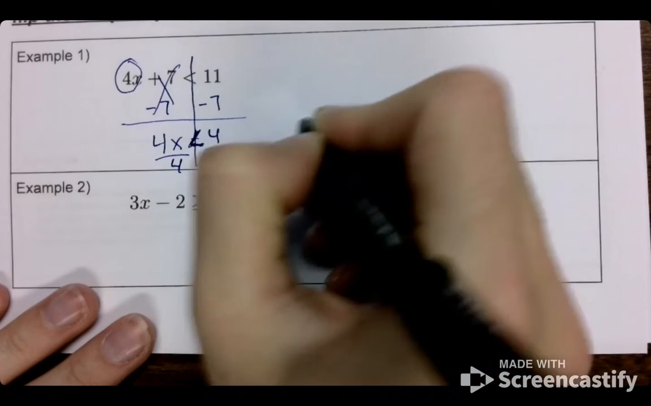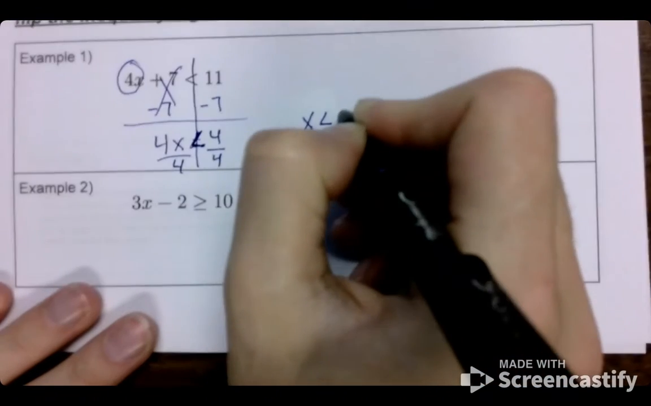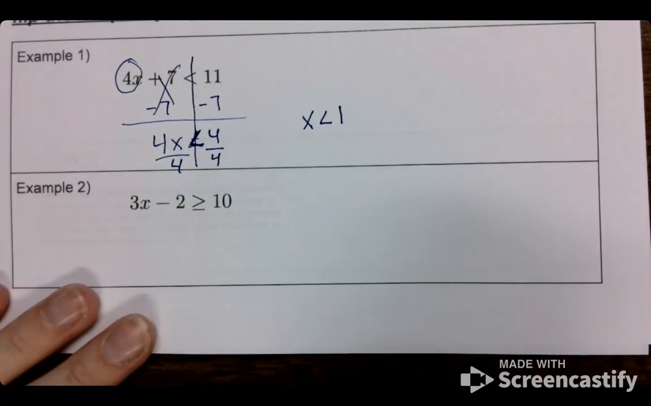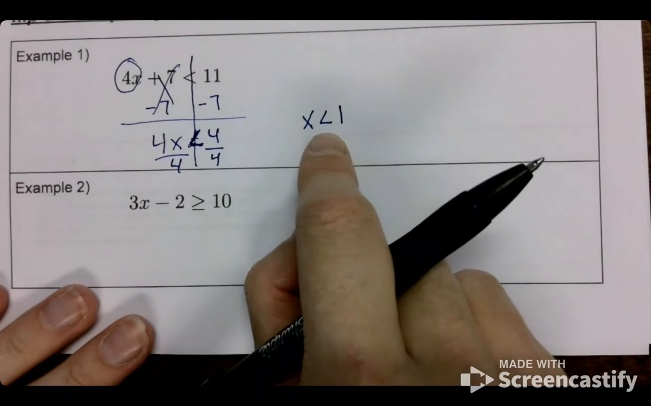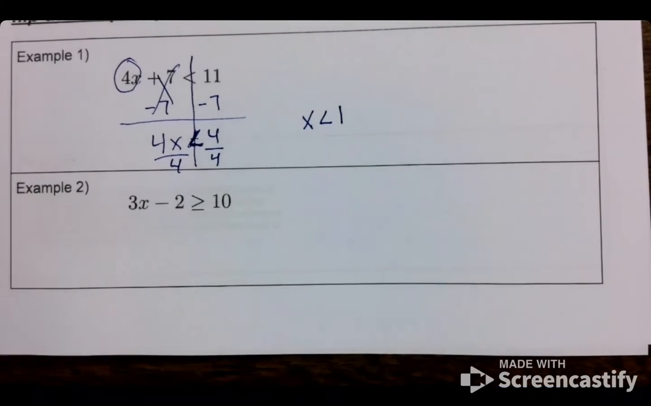Divide by 4 on both sides. So x less than 1. Again, the only difference is this weird sign in the middle instead of an equal sign. Other than that, it is the same exact thing. So what I want you to do is try example number 2, and then we will talk about number 3.